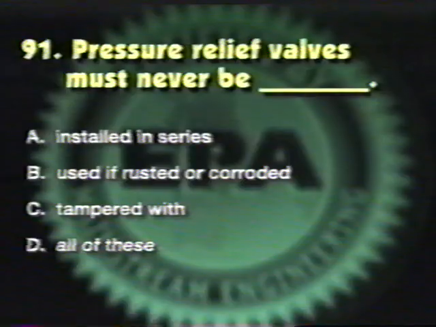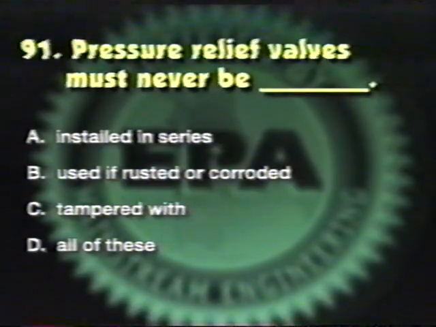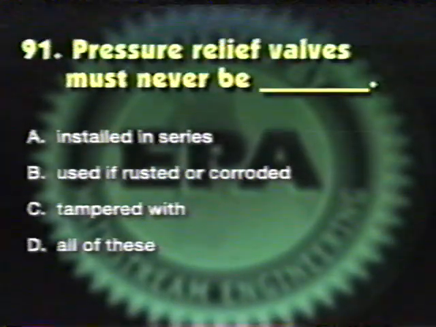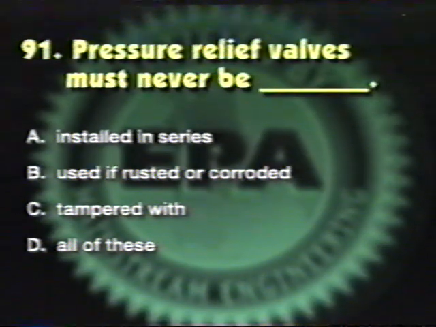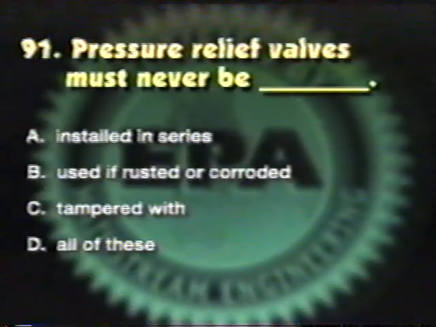Pressure relief valves must never be: A. Installed in series, B. Used if rusted or corroded, C. Tampered with, D. All of these.